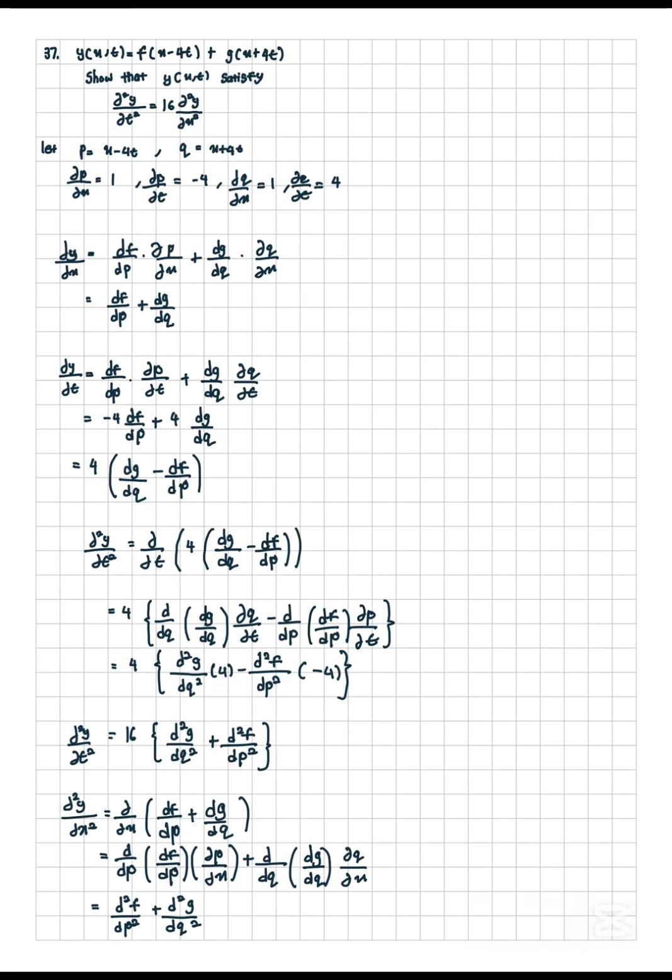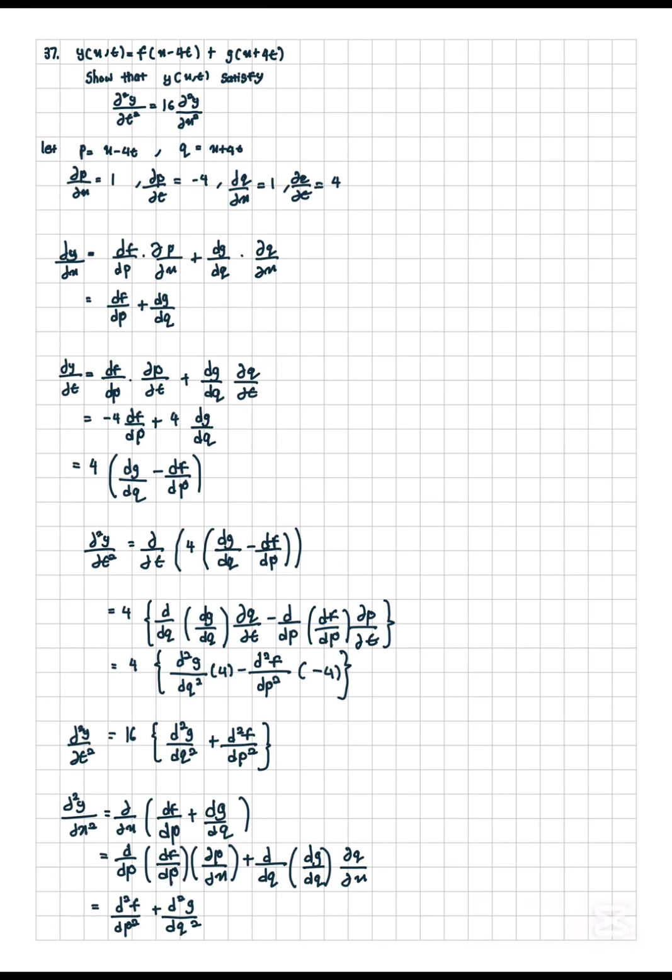For question 37, the equation given is y(x,t) = f(x − 4t) + g(x + 4t). We need to satisfy the wave equation ∂²y/∂t² = 16 ∂²y/∂x². So we need to let p = x − 4t and q = x + 4t. Differentiate p with respect to x, and we got 1, while p with respect to t, we got −4. We got 1 for q with respect to x, and 4 for q with respect to t.